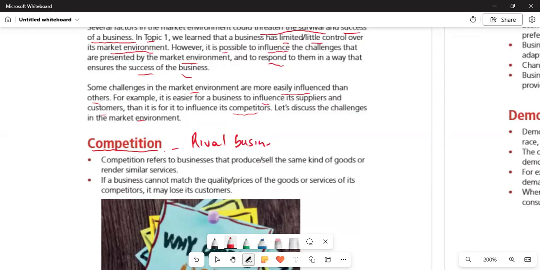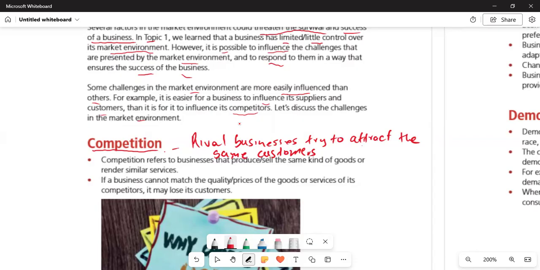Rival businesses try to attract the same customers. So, for example, we can talk about Coca-Cola and Pepsi competing for soft drink market share. Those are rival businesses trying to attract the same customers.